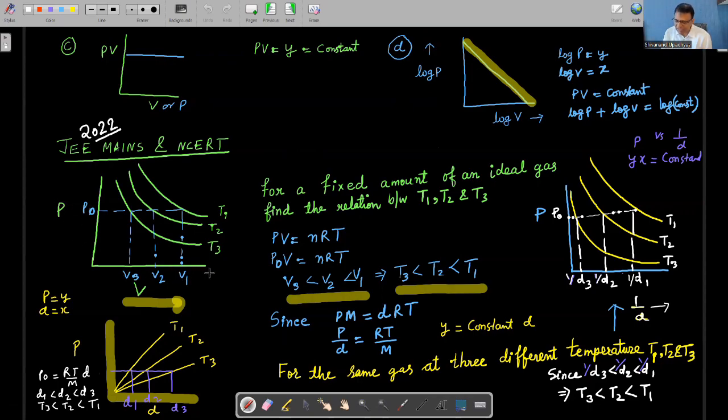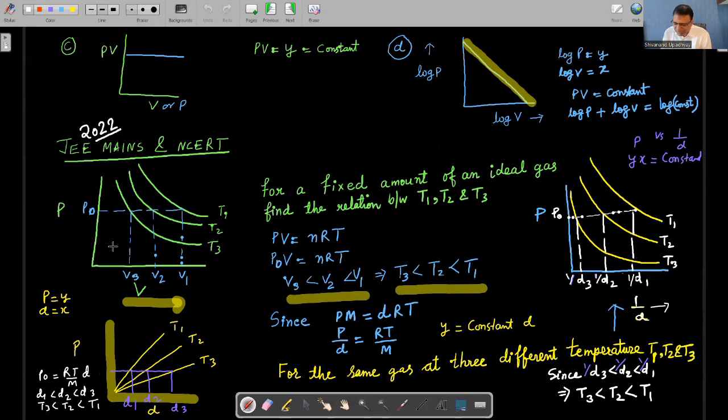For the same gas, this graph is drawn at 3 different temperatures, and we have to find out what is the relation between T1, T2 and T3. Many questions are there in JEE Mains. They asked it in 2022 also. This type of question is there in JEE Mains, and this is very common. So let us discuss this question.